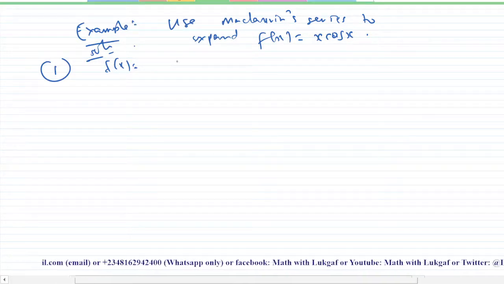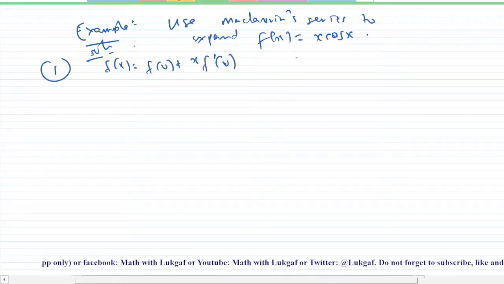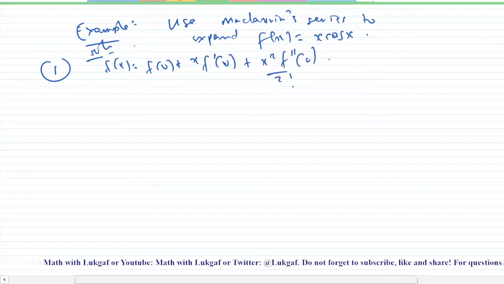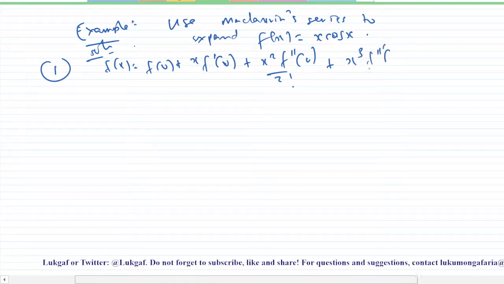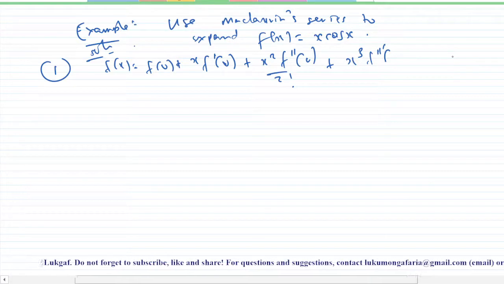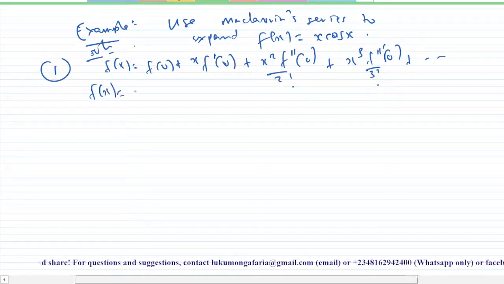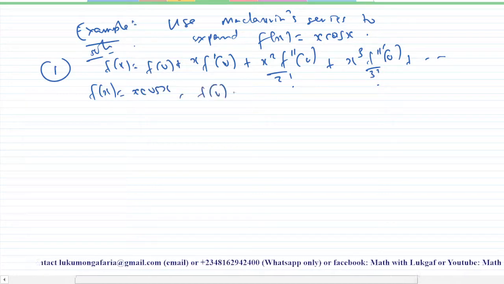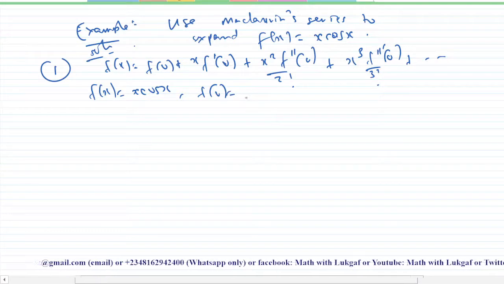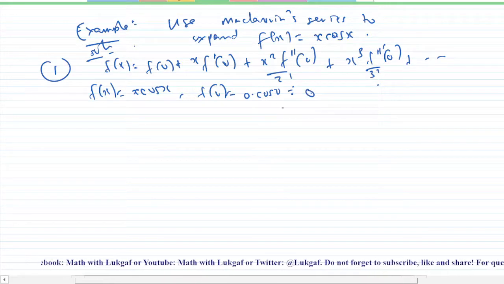f(0) plus x f'(0) plus x squared f''(0) divided by 2 factorial plus x raised to 3 f'''(0) divided by 3 factorial plus dot dot dot. You understand now? Then you come back here, your f(x) is x cos x. Then I can find my f(0) directly. Your f(0) will be what? Wherever you see x, you put 0, that's 0 times cos 0, which is equal to 0. Any number you multiply by 0 will give you 0.